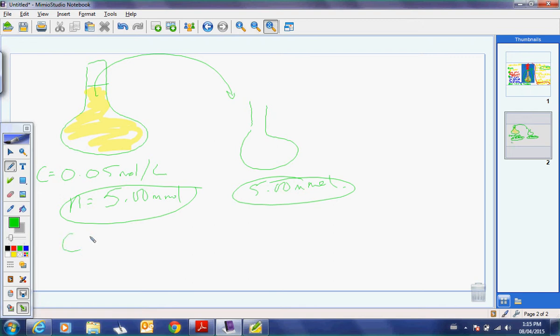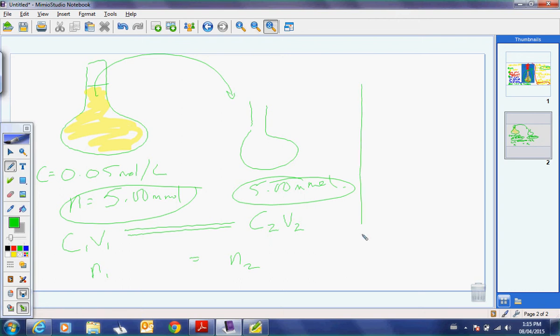So the concentration and volume here is different. I'm going to call that flask 1. This is flask 2, concentration and volume. But the number of moles is the same. So N1 equals N2. And if N equals C times V, then actually c1v1 equals c2v2, because the number of moles is the same.